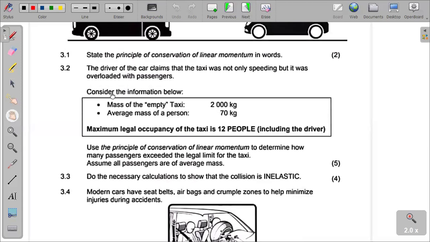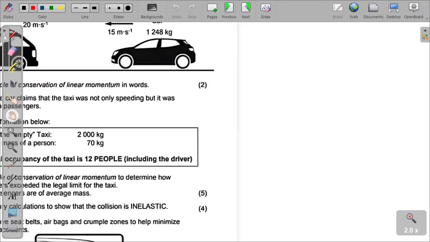Right. Here is what we can do to answer this question. Number one, the principle of conservation of linear momentum simply tells us that sigma of pi is equal to the sigma of pf, which means the algebraic sum of the momentum, the initial momentum, is equivalent to the algebraic sum of the final momentum, right?